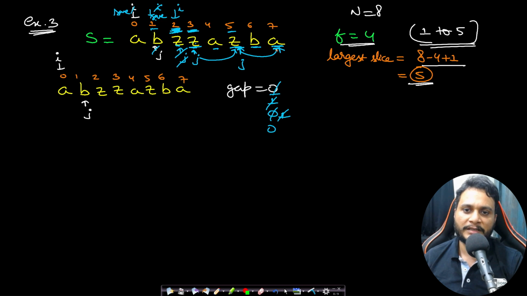Again match this z with a. They are not matching. So move the j to j plus gap plus 1 and j is out of bound. You are done. So I will be remaining at index 2. So what is the slice that you get? Z, Z, A, Z, B, A.